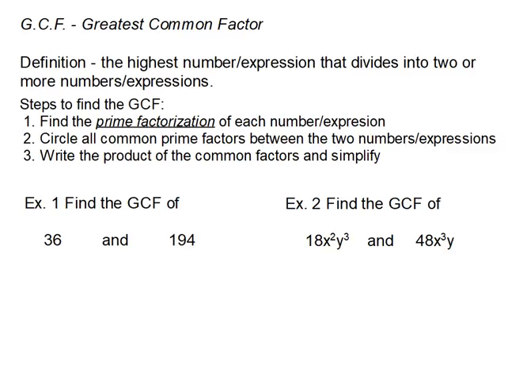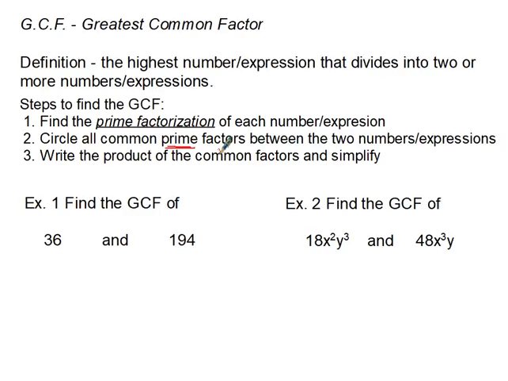But what we're going to do here is we're first going to find the prime factorization of each number or expression. Okay, once we've done that, we're going to circle all the common prime factors, and that's a little pitfall we'll talk about later, between the two numbers or expressions. And finally, we're going to write the product of the common factors and simplify.